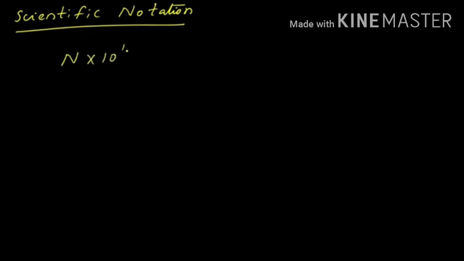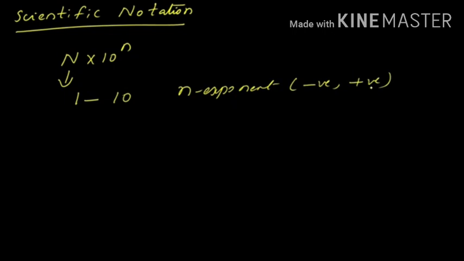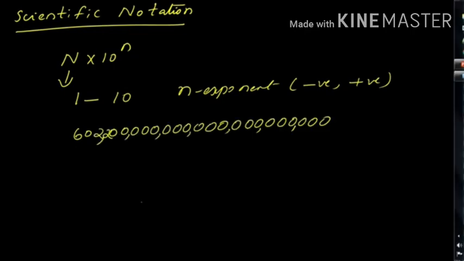Scientific notation has a general formula, N into 10 raised to n, where capital letter N has a value between 1 and 10, and small letter n is the exponent over here. Capital N will have a value between 1 and 10, and small n is any exponent. It can have either a negative value or a positive value. So, we can do one example to study more about scientific notation.